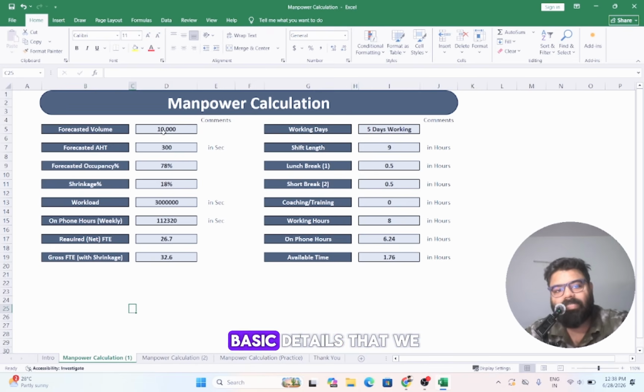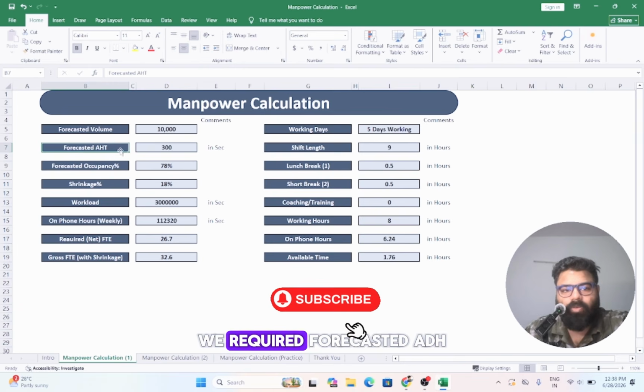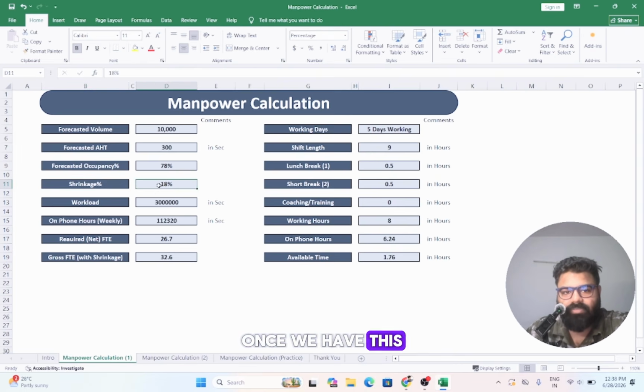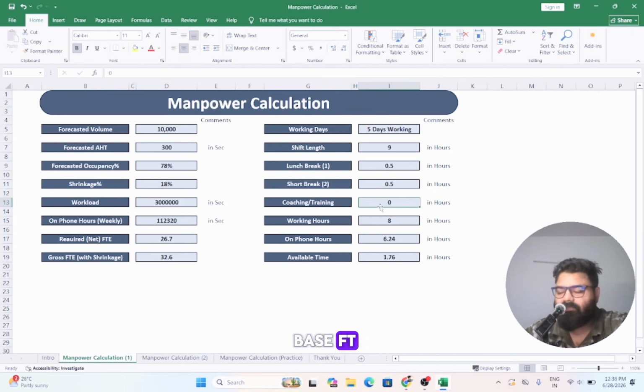So what are the basic details that we would require to proceed further with this calculation? We require forecasted volume, forecasted AHT, forecasted occupancy and shrinkage target. Once we have this, then we require whether an agent works 5 days or 6 days, what the shift length is, break timing, short breaks, and whether they have any training or coaching mandate, so we will cater that. Once we have those inputs, we will calculate the base FTE required and net FTE.